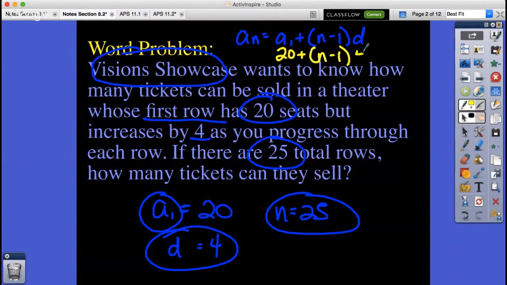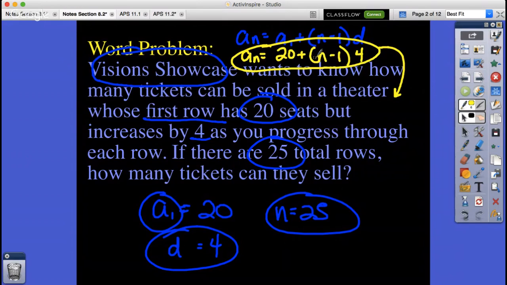D would be positive 4, and a sub n here, where this yellow equation would represent the equation of any row within this theater. So if I said, how many seats are in the 10th row, if I did the equation appropriately, which I did, I could plug 10 in for n, representing the 10th row, and I could figure out how many seats are in there.